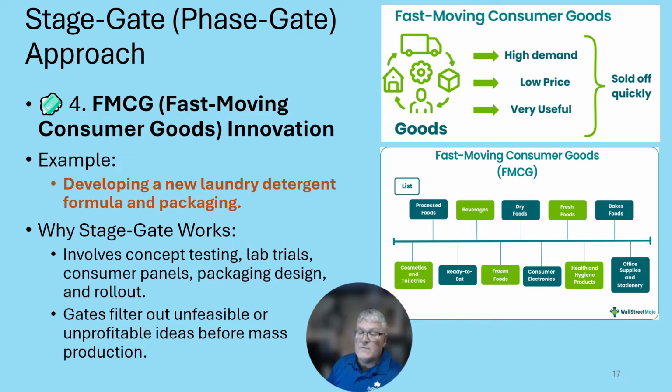Another example of stage gate or phase gate use is fast-moving consumer goods innovation. For example, developing a new laundry detergent formula and its packaging. Why it works here? It involves concept testing, lab trials, consumer panels, packaging design, and then rollout. The gates filter out unfeasible or unprofitable ideas before the product goes into mass production.